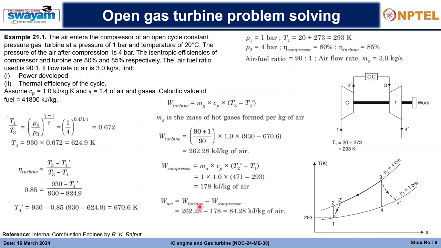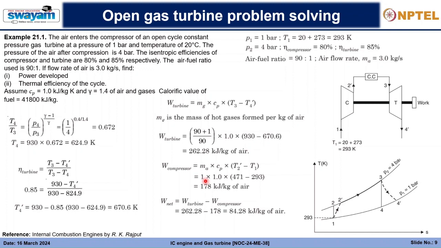So the net work is only 84 kilojoule per kg, even though the turbine is producing such a higher amount, almost around 3 times that of this net work. Still, 2 times is getting consumed in the compressor itself. So that is a very huge amount in a gas turbine.